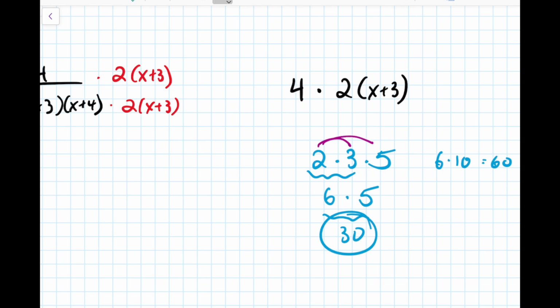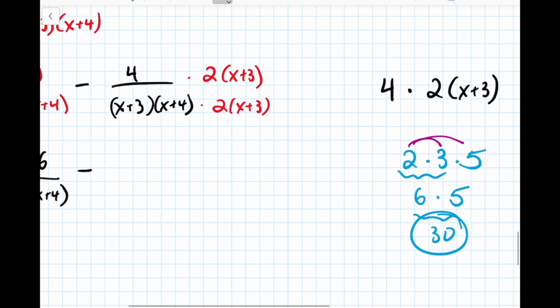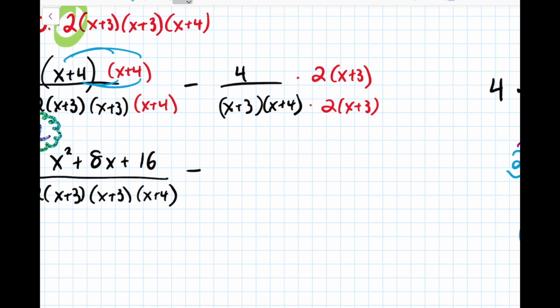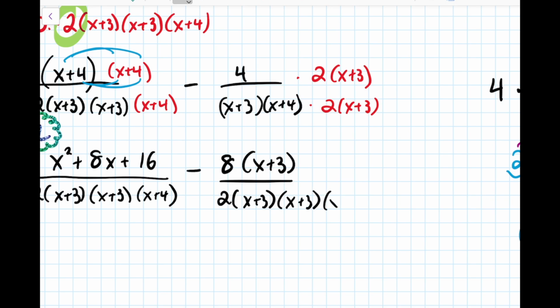If you have two sets of brackets, which we'll see later, multiply those. And then only once you've done all of that, do you combine any coefficient that's outside of the brackets with any polynomial that's inside of your brackets. So in this case, I'm going to do 4 times 2, and that's going to get me 8. And then I'm going to worry about the x plus 3 after that. So I've got 2 times x plus 3 times x plus 3 times x plus 4.